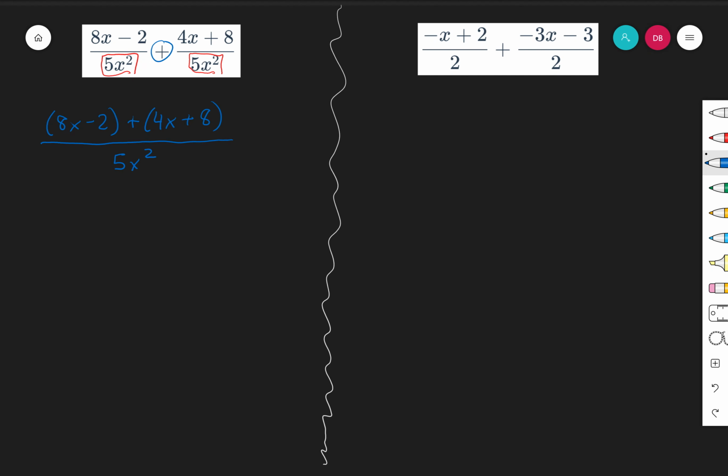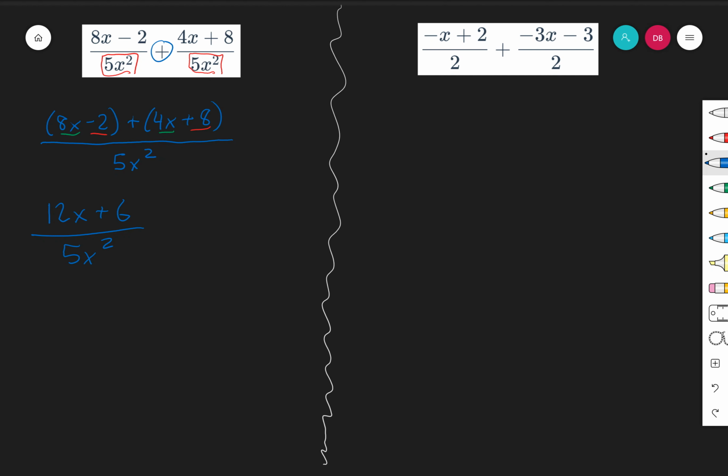Now on the top, we just combine like terms, because when we add polynomials, we just combine like terms. So we've got 8x and 4x. Those go together: 8x plus 4x is 12x. Then we've got negative 2 and positive 8. Negative 2 plus 8 is the same thing as 8 minus 2, which is positive 6. And we still have the same denominator. Notice I can't cancel anything out here.